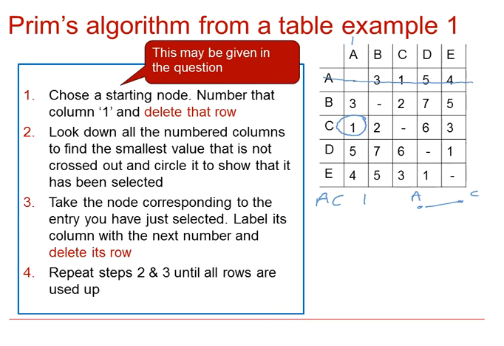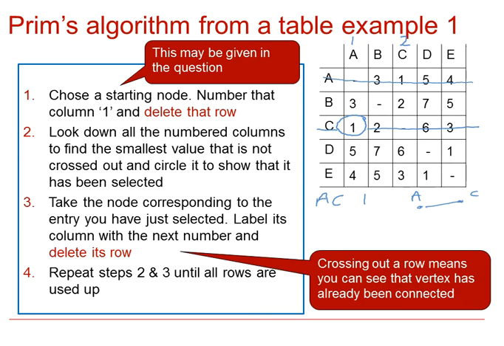So I now take the node corresponding to the entry I've just selected, in other words C, and I label its column with the next number, so number 2, and then I delete its row. Crossing out a row means that you can see that the vertex has already been connected, and this helps me avoid making any cycles or closed paths. Moving on then to step 4, I keep repeating steps 2 and 3 until all the rows are used up.